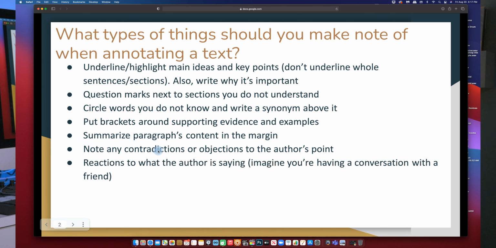Next, you want to react to what the author is saying and try to imagine you're having a conversation with a friend. This can really help you to be an active reader because you're reading the text with the intention of reacting to what the author is saying.